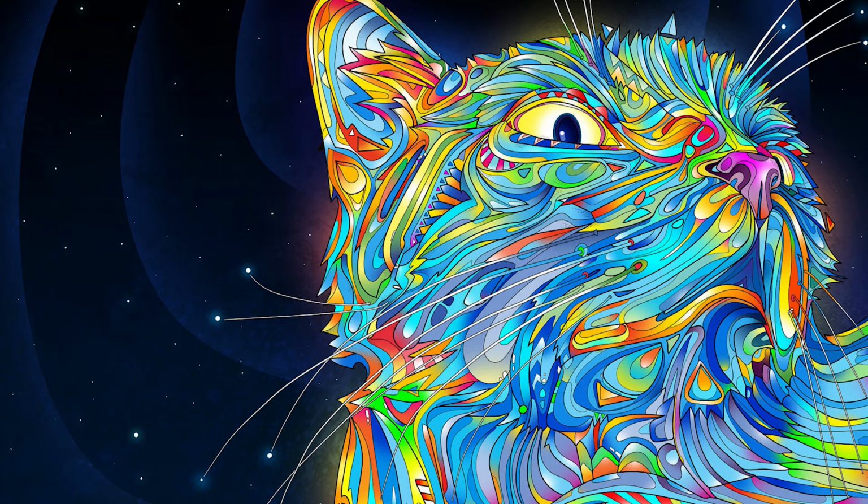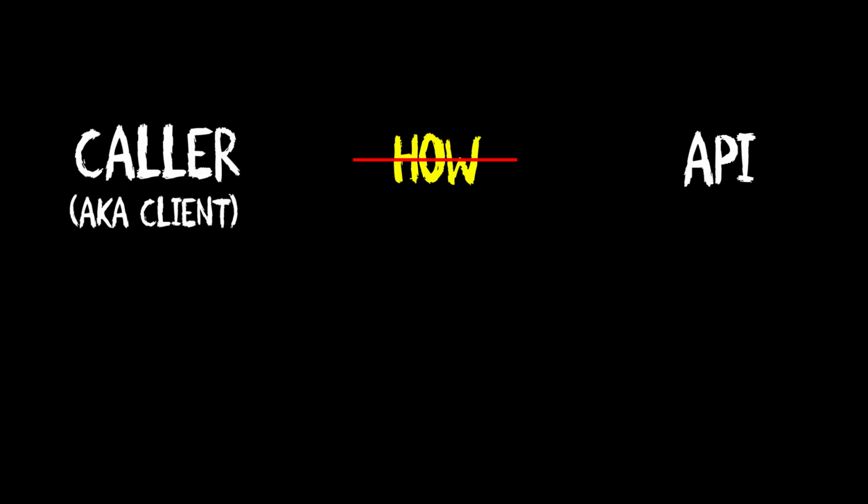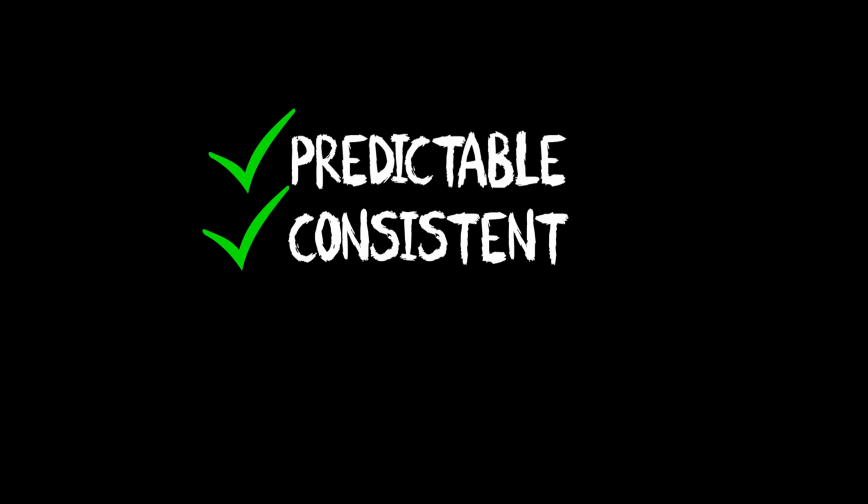Well, firstly, they provide a layer of abstraction between two systems. A caller, sometimes also called the client of an API, does not need to know how the API is implemented. It just needs to know what the API promises to do. The API takes a certain input, performs a specified job, and produces a certain output. It's predictable and it's consistent.